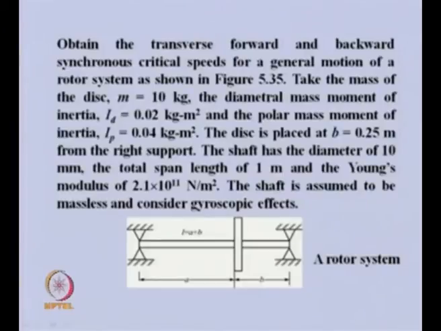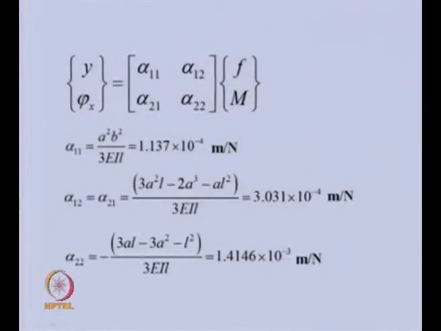So, let us say we have one rotor like this, in which we have an offset disc, and various parameters are given here: mass, ID, IP of the disc, span of the disc, the particular span of the shaft, Young's modulus, the position of the disc; all the dimensions are given here. Influence coefficients for the simply supported beam with offset discs are defined like this. So, for given values we are able to obtain them.